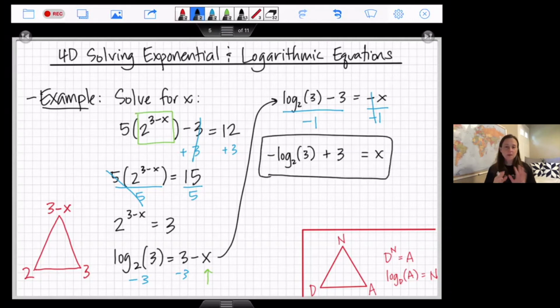And it's absolutely okay to leave that logarithm in there. If you would like to try to use a calculator to get a decimal, that's fine, but you can just leave it in exact form like this. Let's try another one.